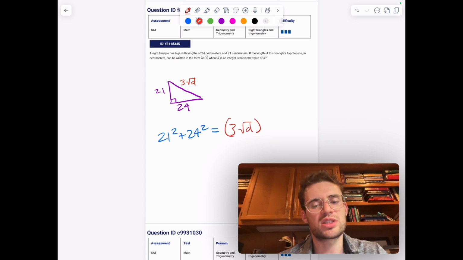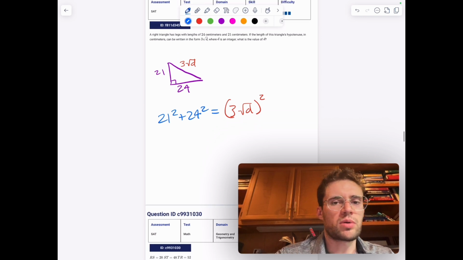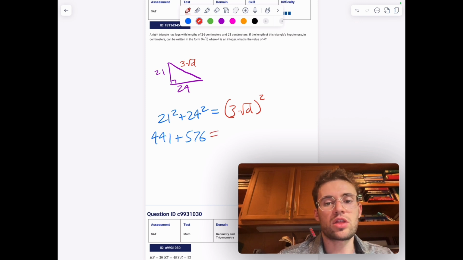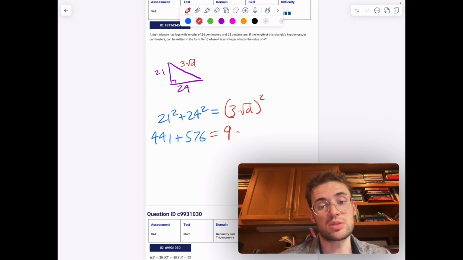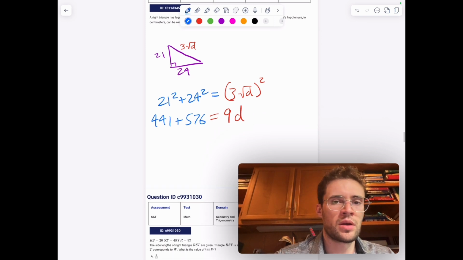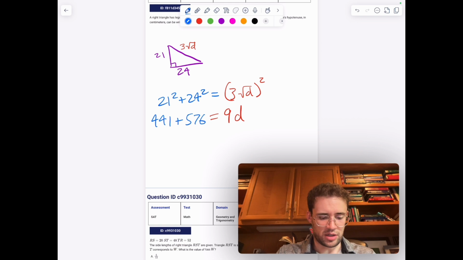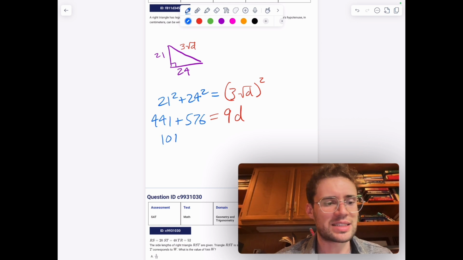I mean, you could also just solve it first and then figure out what that actually is. I'll do it both ways, I guess. But 21 squared is 441, plus 24 squared is 576. And then over here, 3 squared is 9, and the square root of D squared gets rid of the square root, so it'd just be 9D. So 441 plus 576, I'm going to use my calculator. I know I could do that, but it gives us 1017.